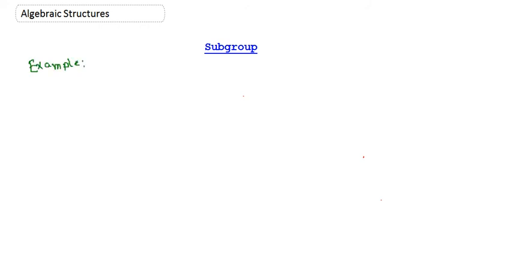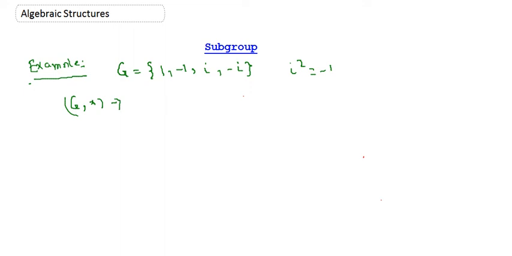So here we have an example. Sorry for the mistakes over here. We know that G is the set containing 1, minus 1, i, minus i, where i is a complex number, which means i squared is minus 1. So we know that G under multiplication is a group.